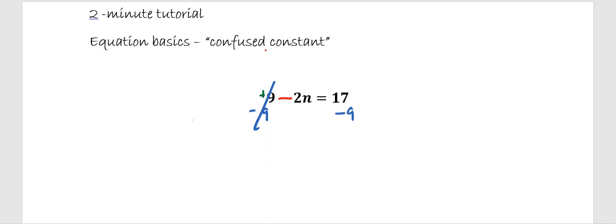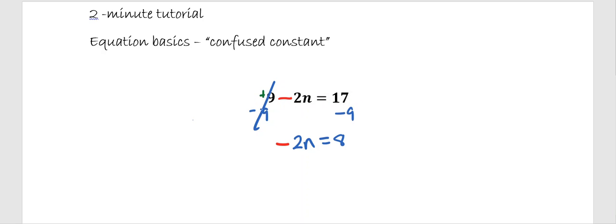Now be careful here. That subtraction sign is going to follow its way down and become a negative sign. And now we're going to see this as negative 2n equals, and 17 minus 9, we should be able to recognize is positive 8.